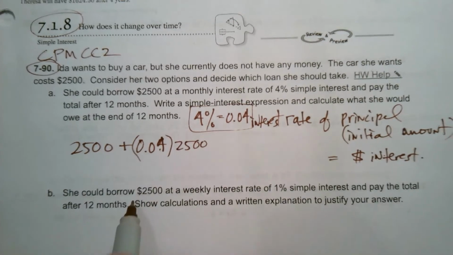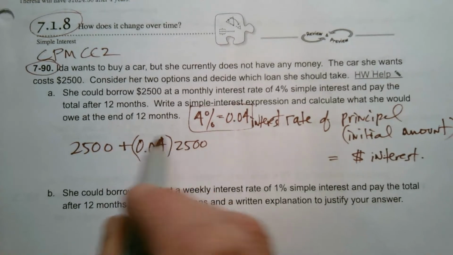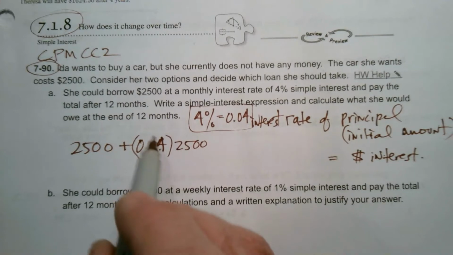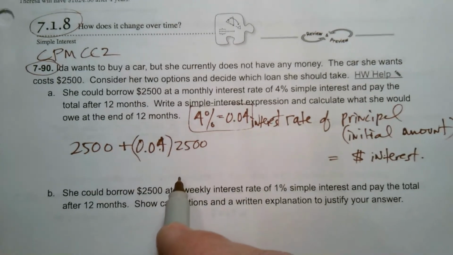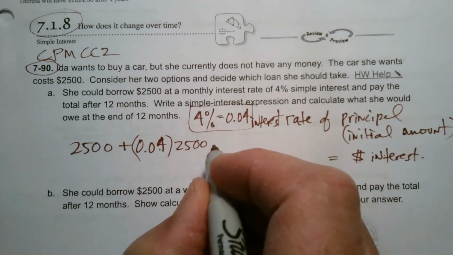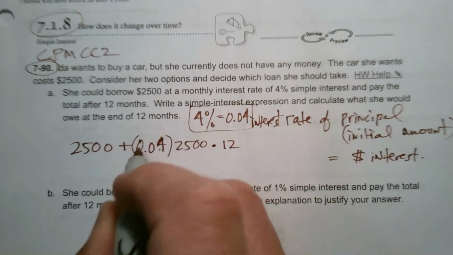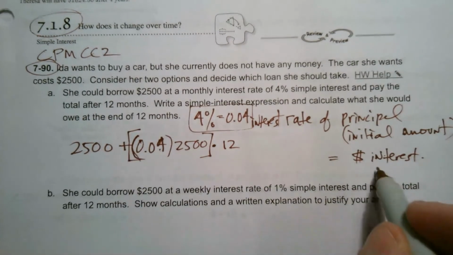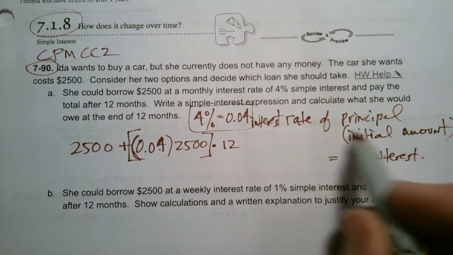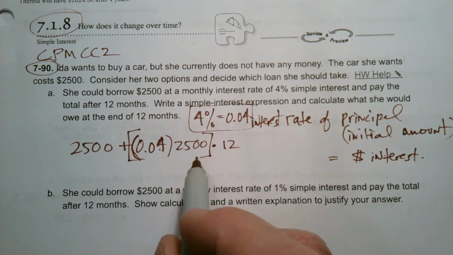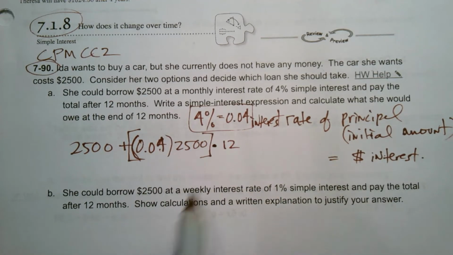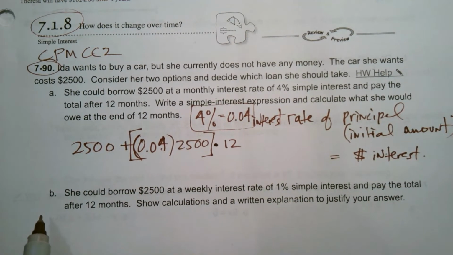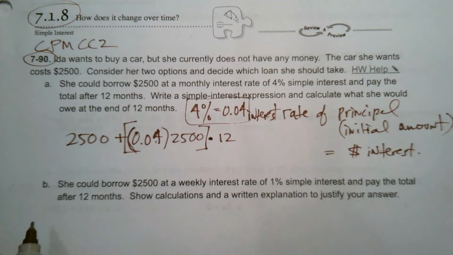So that's my rate, 4% of that. That is the interest that I'm having to pay every month, and I'm going to do that for 12 months. So whatever this becomes, I multiply it by 12. This is the interest money, not rate. That's my rate times my principal. That's the amount of money. So that amount of money is then going to be multiplied by 12, because that's how many times I'll have to pay that interest.